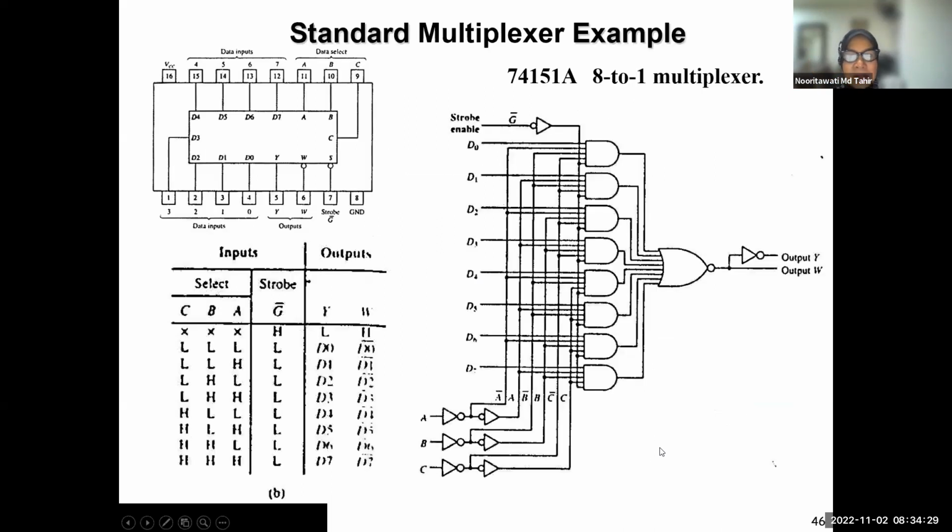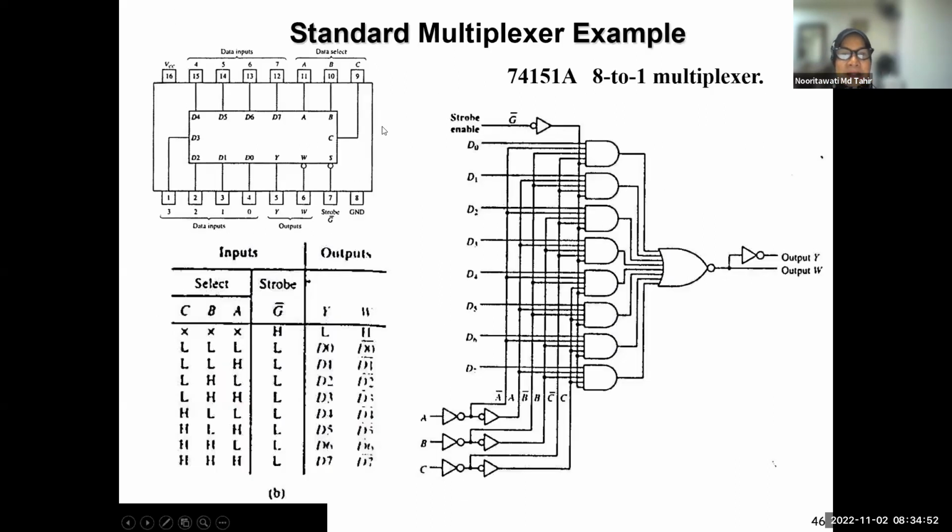This is actually some ICs of multiplexers. You don't have to actually hafal the number, but you need to understand the truth table and the data sheet of this IC, especially when we want to use it during our design or project design dan sebagainya.